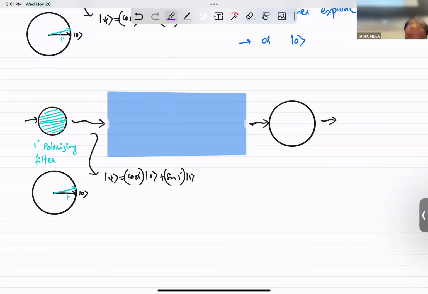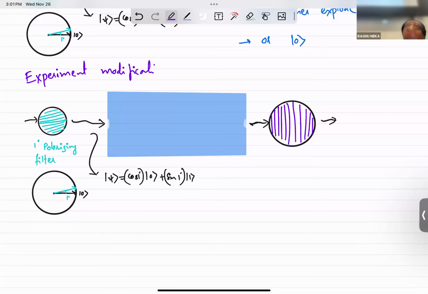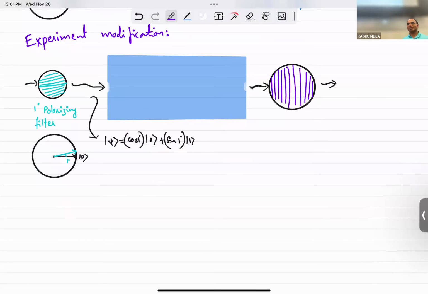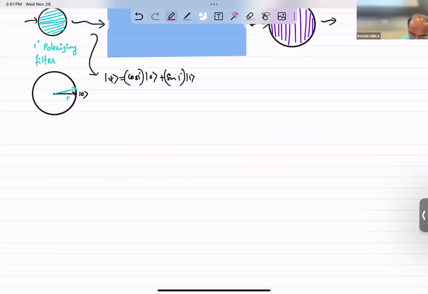Let's say I put a vertical filter here. Okay. And then what happens? So this is my experiment modification. Okay, so I change the experiment this way. I change what I'm doing at the very end. Okay. It makes sense, right? Because somehow I want to distinguish between 0 versus 1, right? If it's always 0, then I would never see light. Okay. So what can I do now?